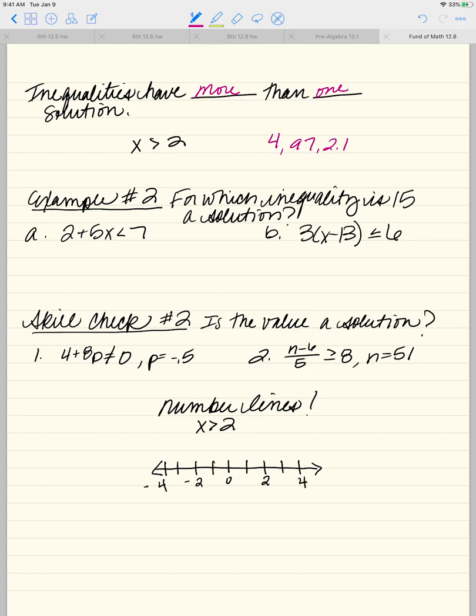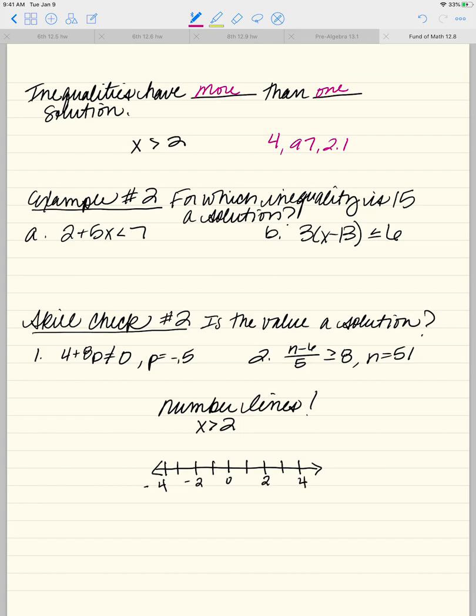Guys, I could sit here all night, okay, and talk to you about this. There is an infinite number of solutions. There's an infinite number of values that we could substitute in for x that are greater than 2, okay? Any of those answers that we could substitute in for x that are greater than 2 will make the inequality a true statement.